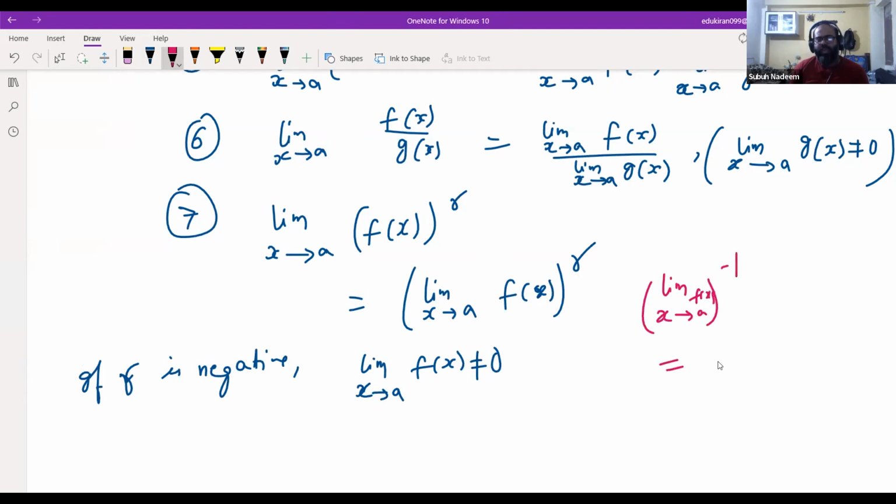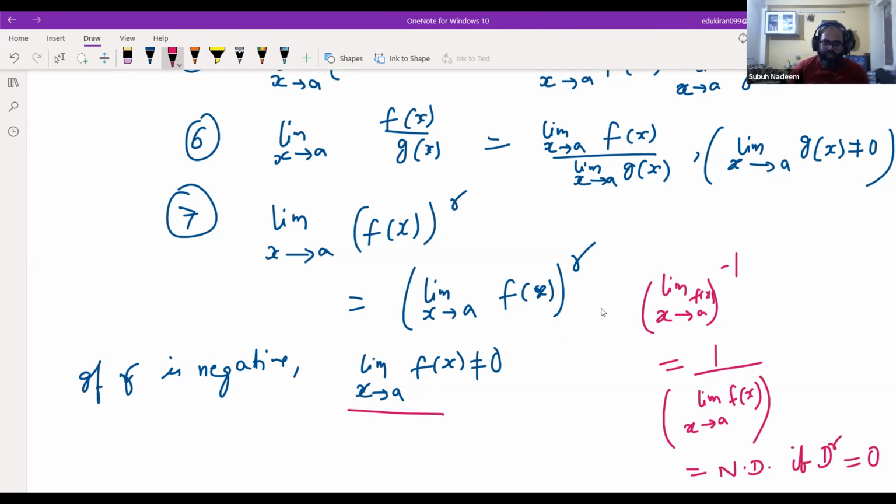What does a negative power make? It makes the function a reciprocal. So this will become like this. Now this limit as x approaches a of f(x) you can't take as 0, because if the denominator is 0, it will not be defined. That is why I'm giving you just an example that if r is negative, we can't take the denominator as 0. Are you getting it?